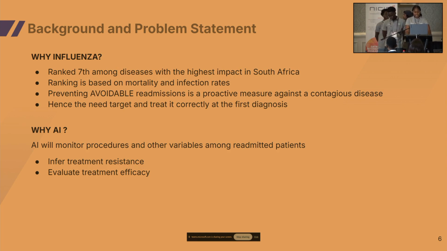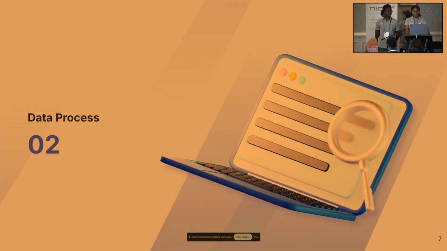For contagious diseases, preventing them is best solved by proactively acting on them by avoiding avoidable readmissions. Hence, we need a target and treatment that is correct at first diagnosis. So why AI? AI will be monitoring the procedures and other variables amongst readmitted patients. For example, it might infer treatment resistance and also evaluates treatment efficiency. And now we will be on to our data process, which will be presented by Kevin.